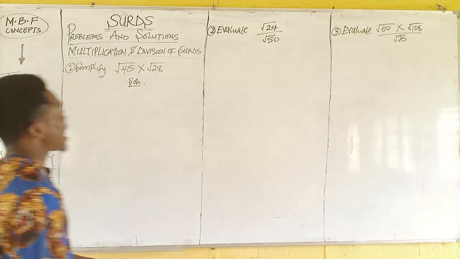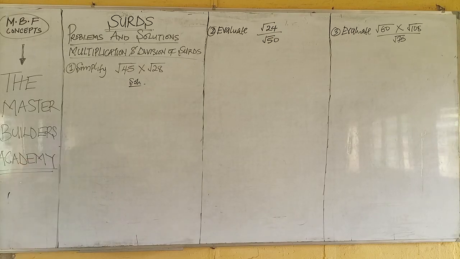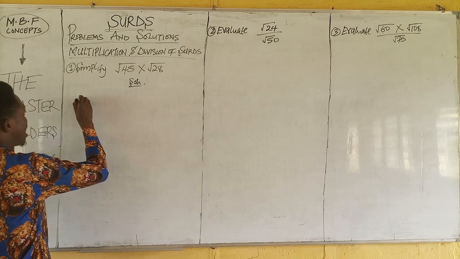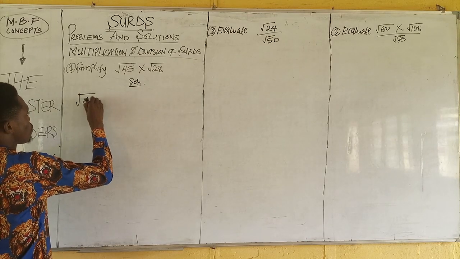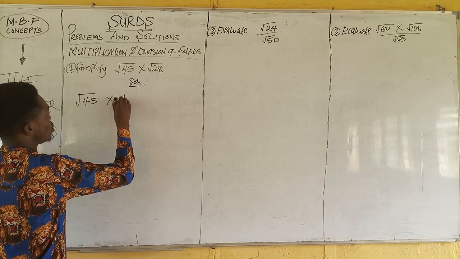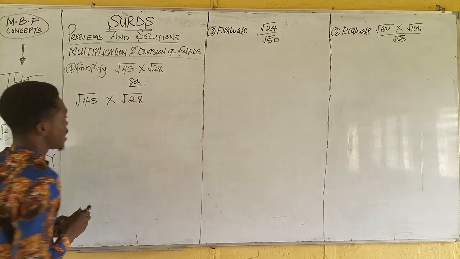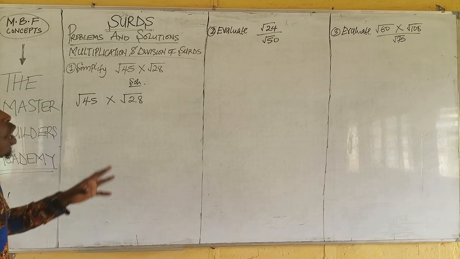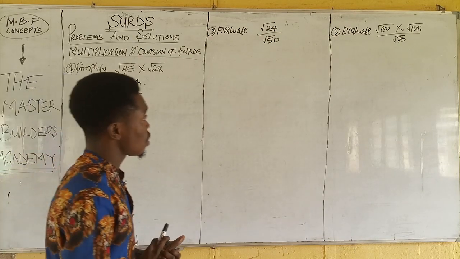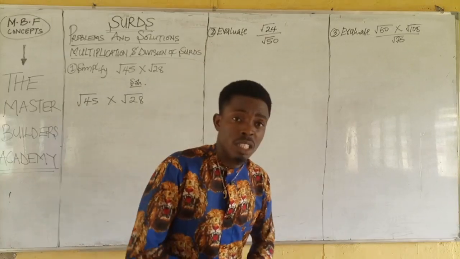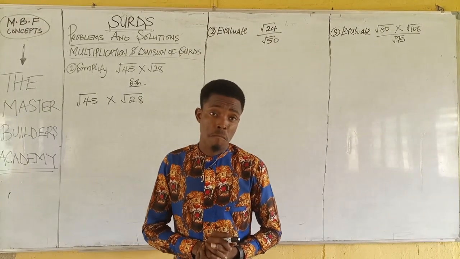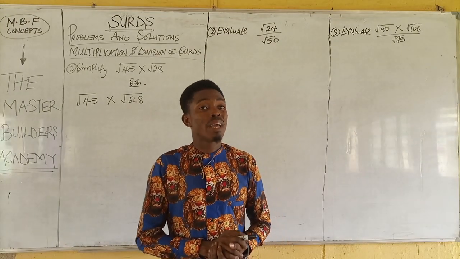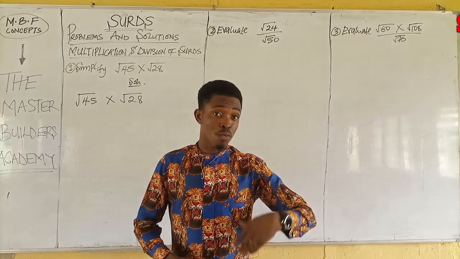So now, at this point, guys, what do we do here? At this point, this is the solution. We have root of 45 times root of 28. Under this aspect of multiplication and division of surds, there are so many things you need to know. So many. There are so many ways you can solve it.